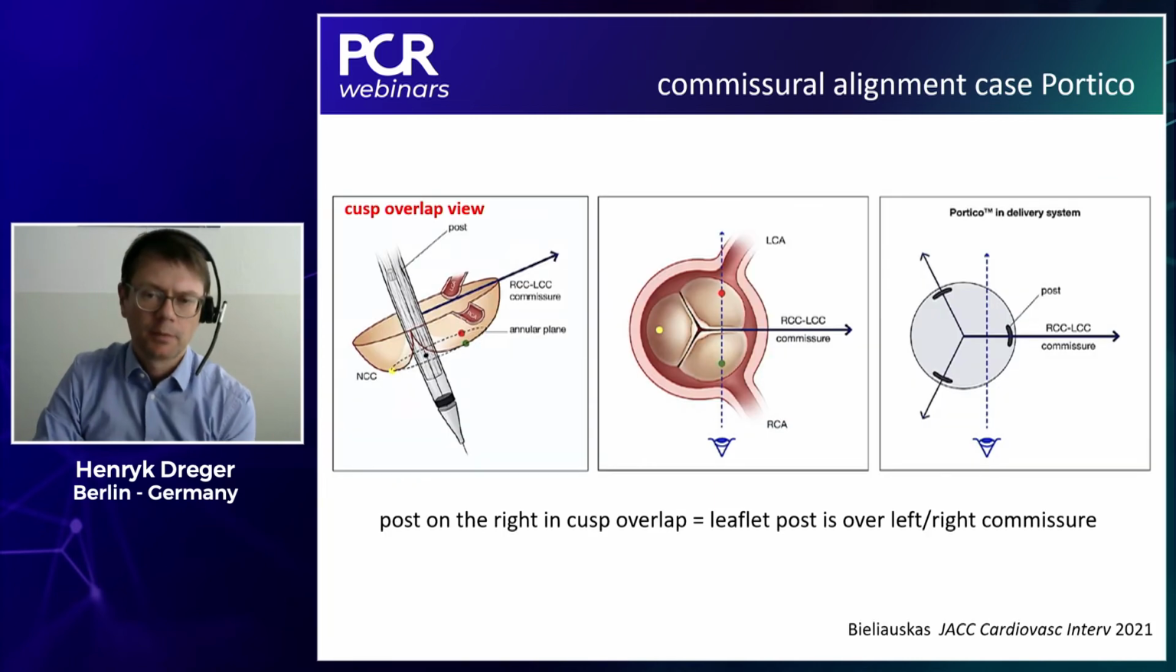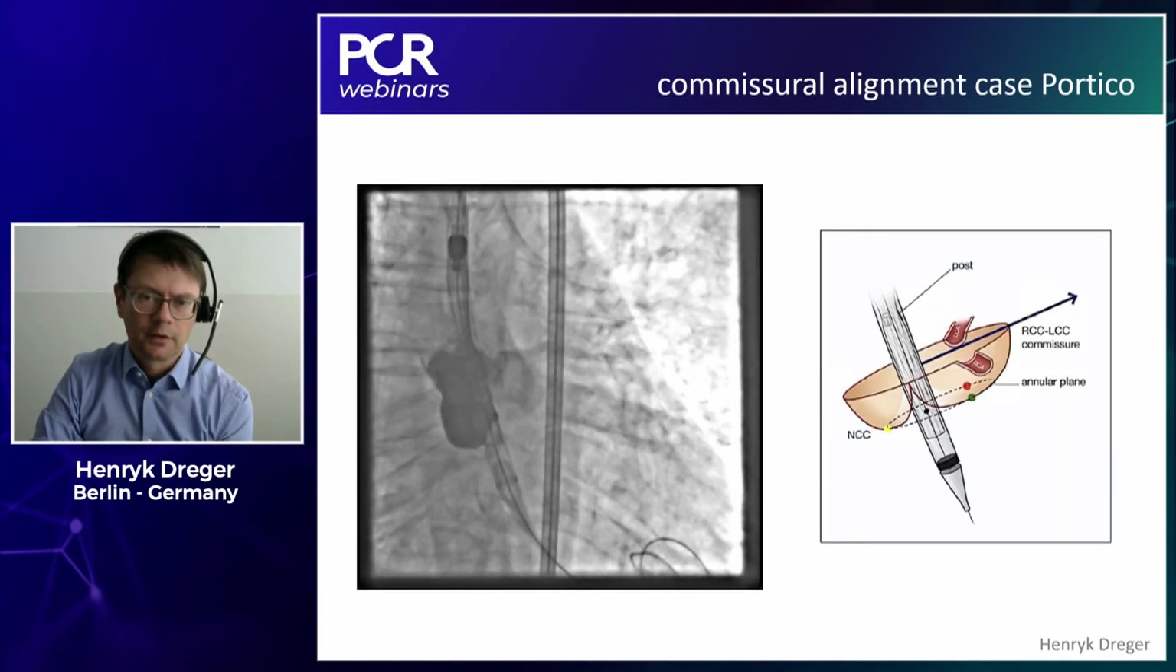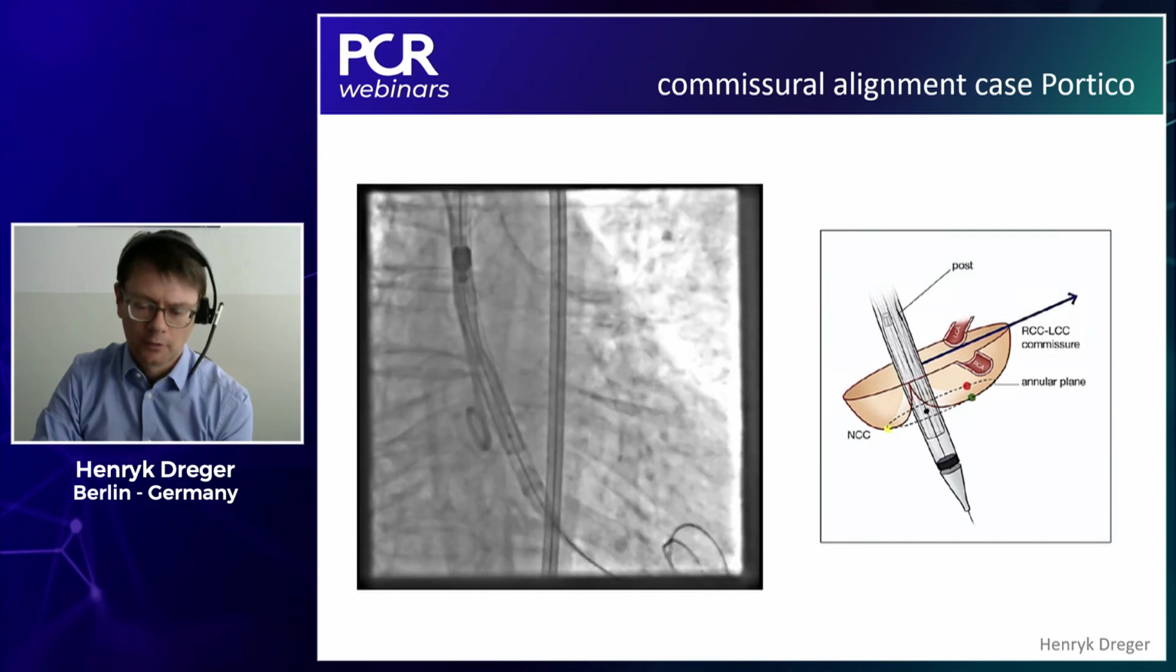What has been proposed as a very easy way to do commissural alignment in Navitor or Portico cases is shown here. It's a paper from Lars Sondergaard's group, and you basically try to put the post in the cusp overlap view on the right side of your screen, and by doing so, you basically put it right to the commissure between the left and the right coronary cusp. As I said, we did it also in this case. So you see, we started in cusp overlap.